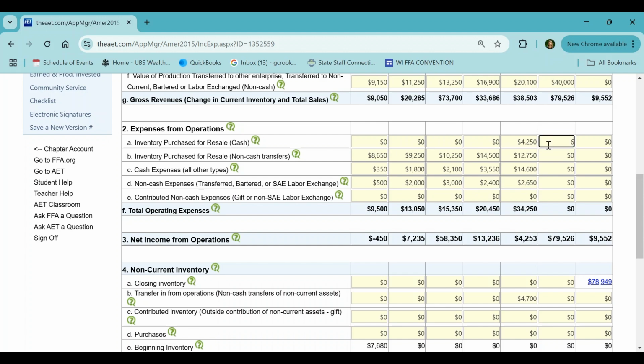Okay, so they also purchased inventory for resale with cash. So $6,450, and this is cash from their SAE project. And then their inventory they purchased for resale that was bartered was $35,000. Okay. And then cash expenses out of their own money, they spent $27,554. And then their non-cash is $3,000.